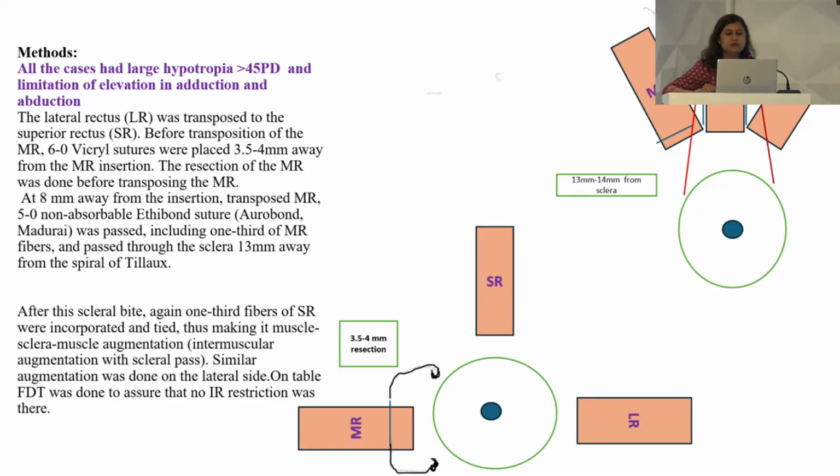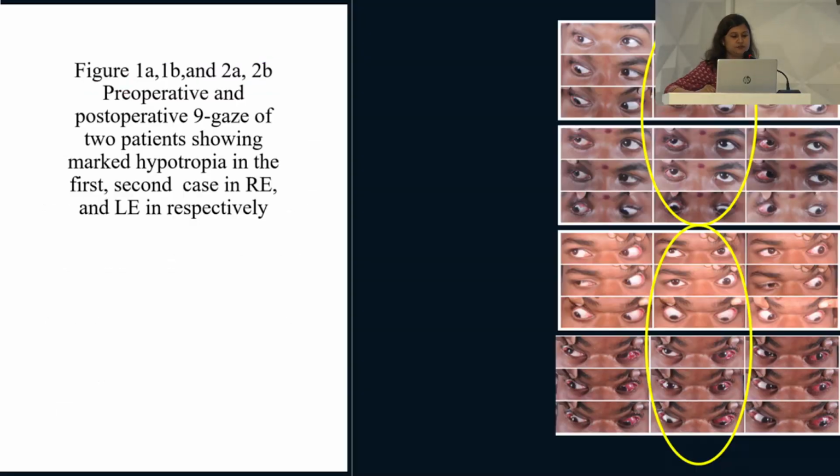Similarly, on the medial side, medial rectus was also transposed, but it was transposed after resection of 3.5 to 4 mm, and 1/3 medial rectus fibers were taken, a scleral pass at 13 millimeter, and again 1/3 fibers of superior rectus were taken. Now, in all the cases, FDT was done to ensure no inferior restriction.